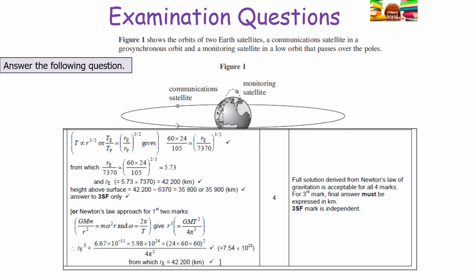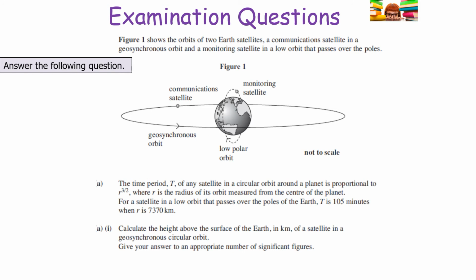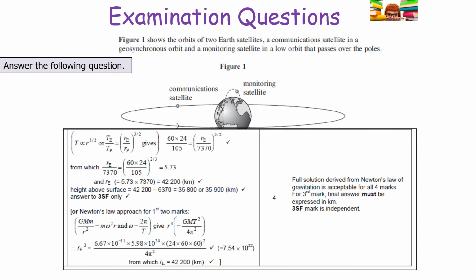35,800 or 35,900 kilometers. Why give it to three significant figures? Well, you'll notice in the question 105 is three significant figures, 7,370 is either 3 or 4 significant figures. You always go with the lowest number of significant figures in an answer, so it will be 3 significant figures.